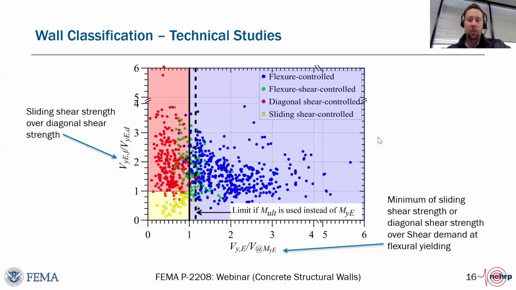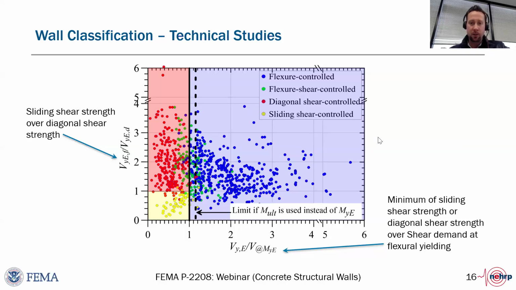And then the green there would be an interaction. Really, there's a combination of some of the flexural crushing or cracking that you'd expect in a flexure controlled wall, along with those diagonal failure modes in a diagonal shear controlled wall. And so those are green, and you can see those are scattered a bit more throughout, but especially in the region where you're kind of transitioning between shear controlled and flexure controlled.